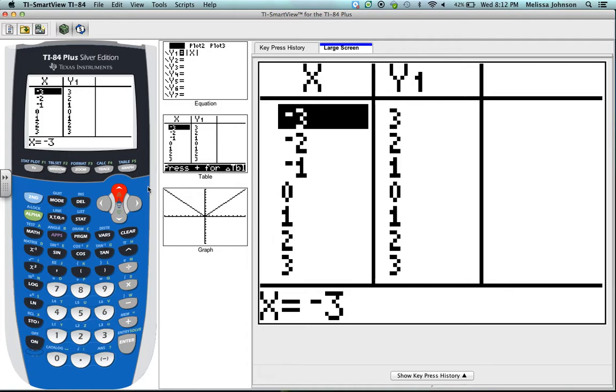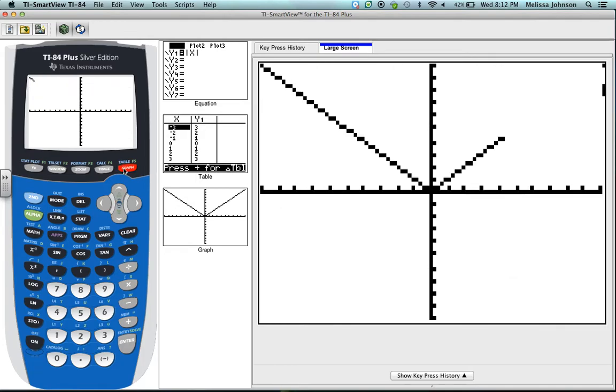Now to make sure you connect it correctly, the other place you're going to go is your graph. Again, make sure you hit zoom 6 so that you get that standard viewing window. Also make sure to put arrows on the ends of each of your graphs because they do continue on forever. In this case, in both directions. Our next graph is a little bit easier one.